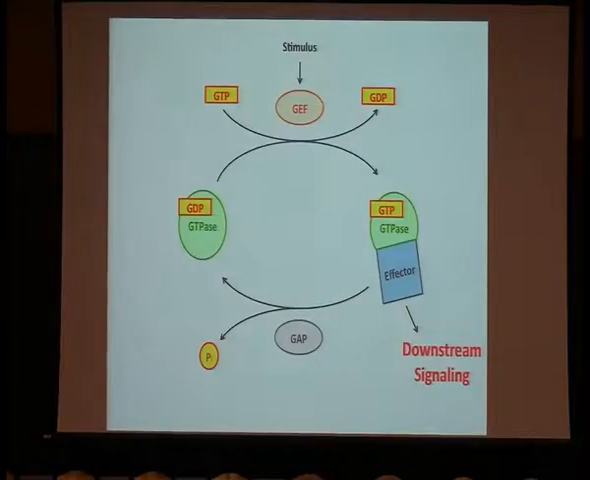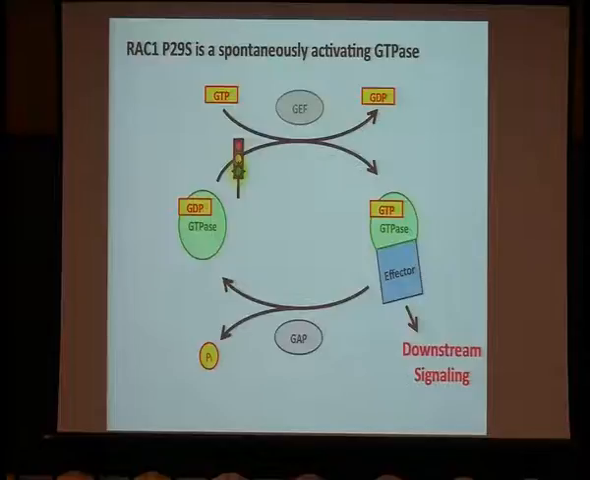So the summary for P29S is that the important traffic light is probably at this location. It's probably at the GDP-loaded form, whereby this is actually turned on. The GDP-loaded protein is actually able to release GDP and bind to GTP in a GEF-independent manner. And this, of course, causes increasing downstream signaling.